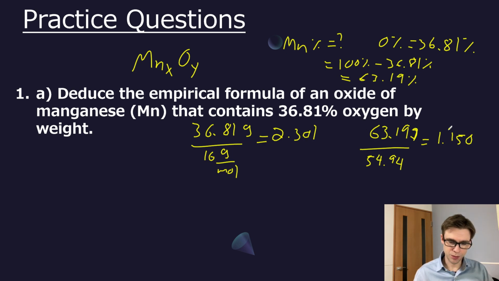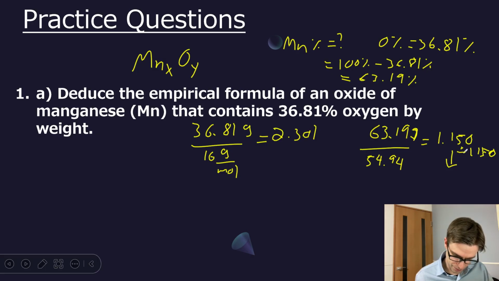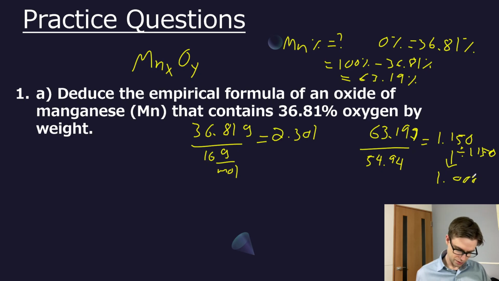Alright, then we're at the step where we will divide by the lowest. So the lowest is 1.150. Okay, sorry. Divide by 1.150. This one will go to 1, and this one will go to 2. So super easy. This ends up just being MnO2.